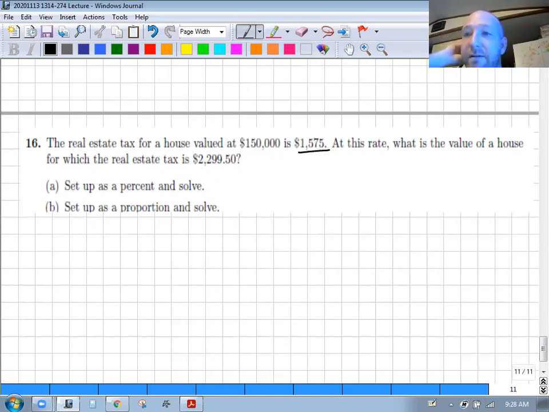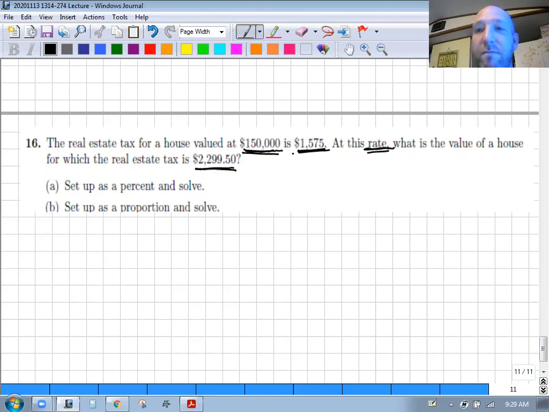All right, at this rate, what is the value of a house for which the real estate tax is this much? So they're giving us a price of a house and its tax, and then they're giving us the tax of a different house, and they want to know what the value is. So they're saying at this rate. Well, let's see. There's a couple of ways. Set this up as a percent and solve. Let's find out what the percent is, right? This rate. We have the taxes and the price of the house. We can figure out what the tax rate is.